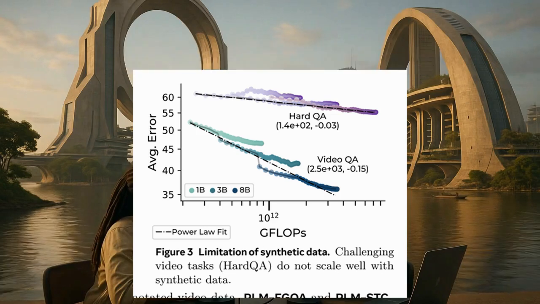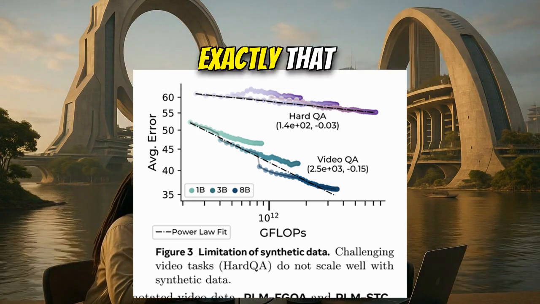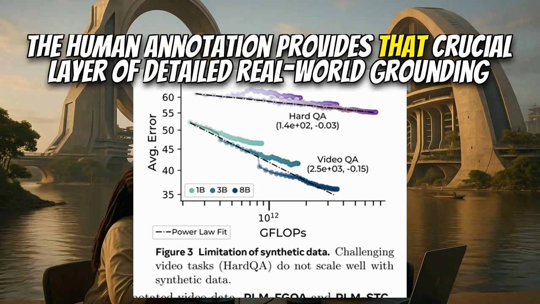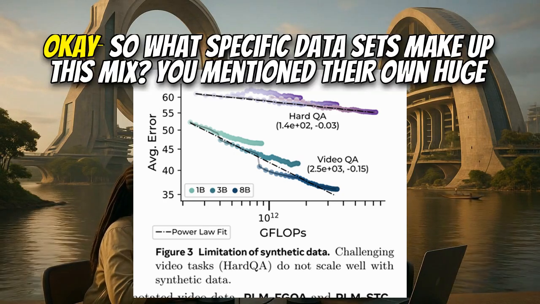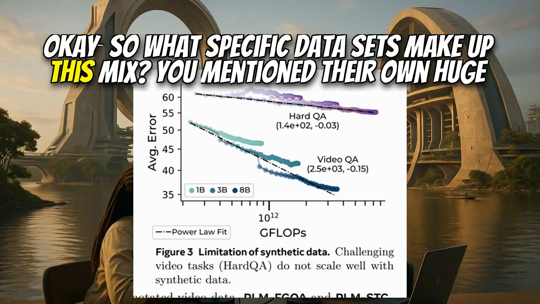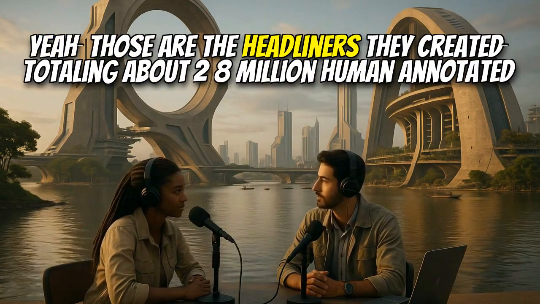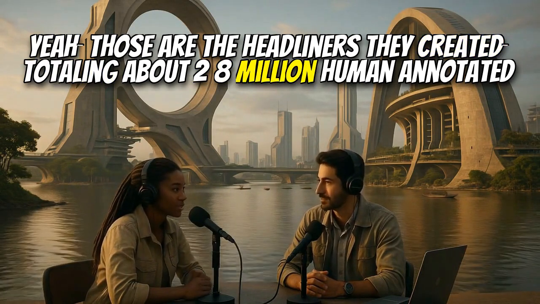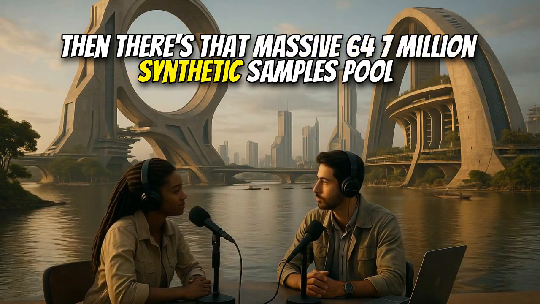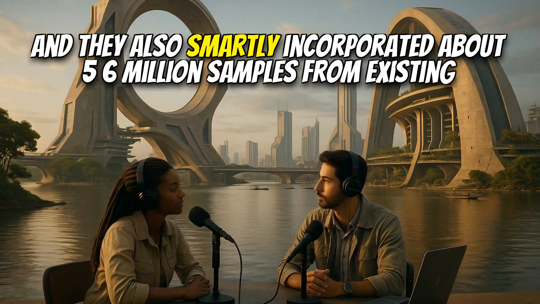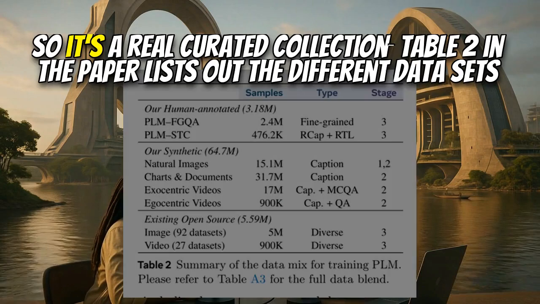Back to the sandpaper example. Synthetic might say sanding, human says firm grip, thumb here, fingers there. Exactly that. The human annotation provides that crucial layer of detailed, real-world grounding that synthetic data struggles with. Okay, so what specific data sets make up this mix? You mentioned there are huge ones, PLM FGQA and PLM STC. Yeah, those are the headliners they created, totaling about 2.8 million human annotated instances. Then there's that massive 64.7 million synthetic samples pool. Right. And they also smartly incorporated about 5.6 million samples from existing open source image and video datasets. So it's a real curated collection.